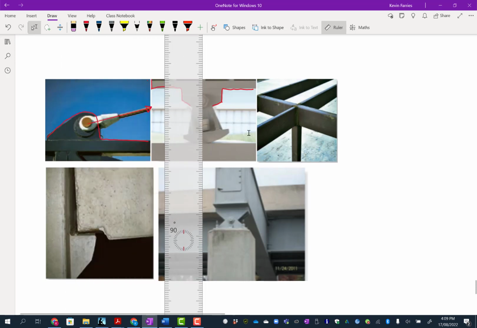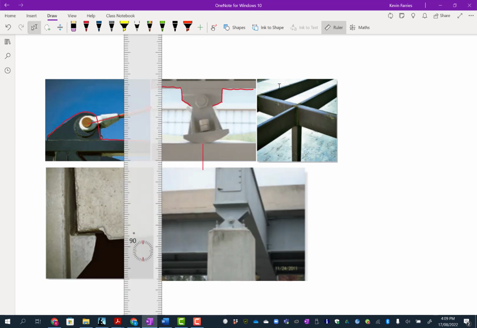Then the reaction force is going to be perpendicular to the surface because the rocker cannot push into that surface. It can't move down this way. Therefore, the reaction force must be in the opposite direction. So that's the reaction force for this one.